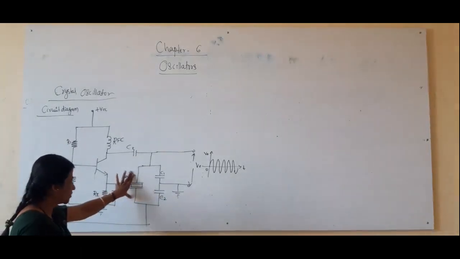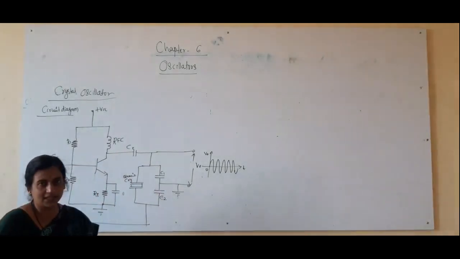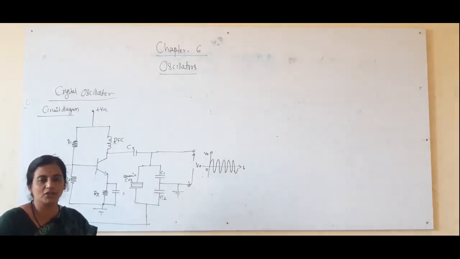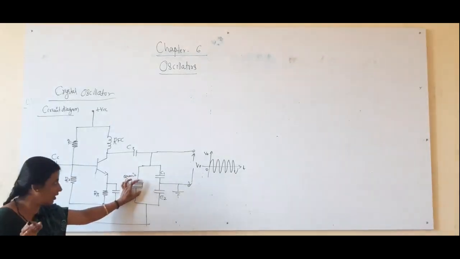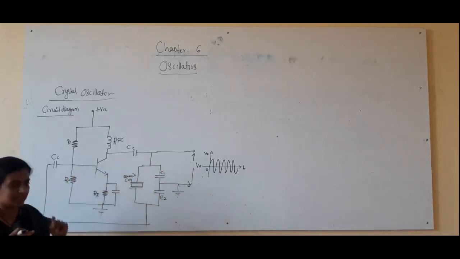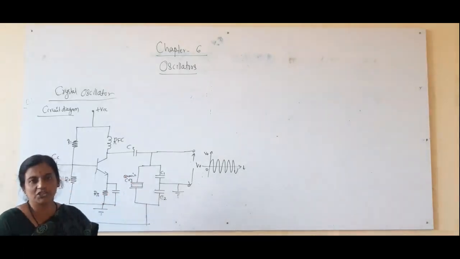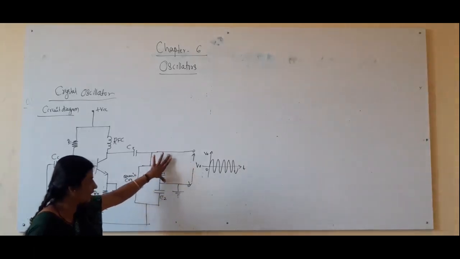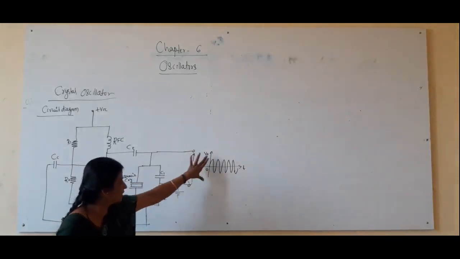But as soon as this crystal operates, it is excited in a series resonant mode. Whenever it is connected in the oscillator circuit, it behaves as a series resonating mode. The main concept is that it operates in series resonating mode, because it is connected in the feedback series path from the collector terminal to the base of the transistor amplifier circuit. In this feedback, it generates electrical oscillations with the series resonating frequency, and the output is taken at the collector terminal.